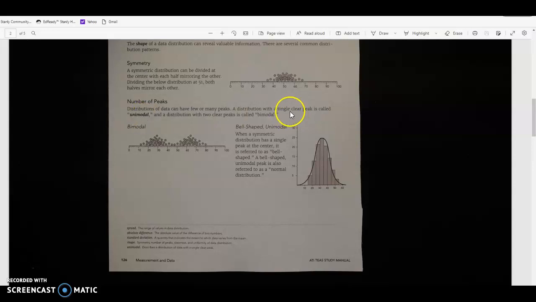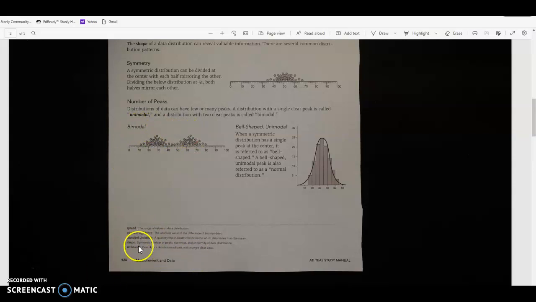A unimodal is when there's a single clear peak. And when there's two clear peaks, it's called bimodal. So in this example here, I can see there's one basic peak. So this is a unimodal. And this is also called a bell shape. But if you look at this example, there's two different, you might say, high points. One is here, one is here, so this is called a bimodal one.